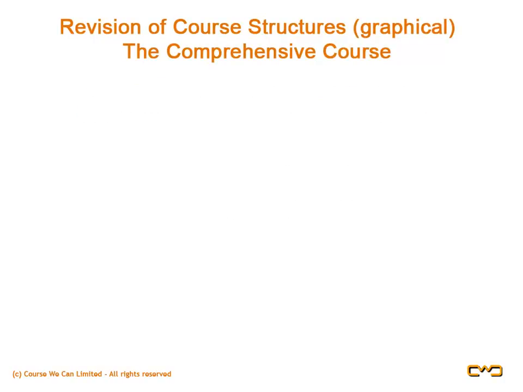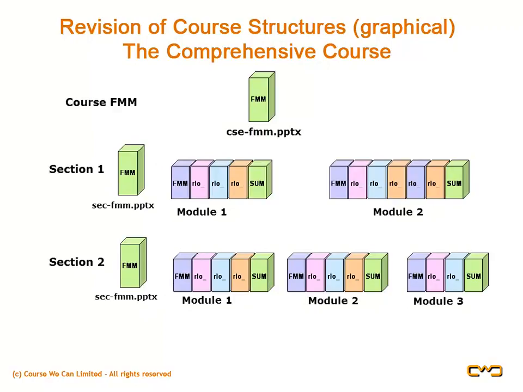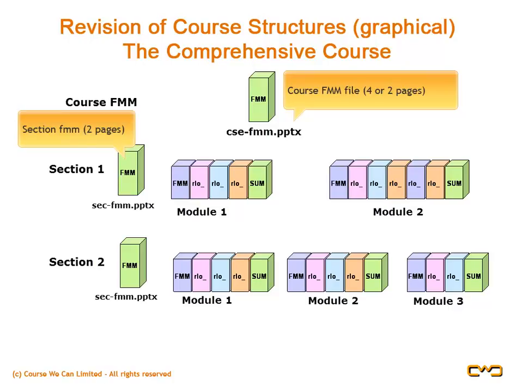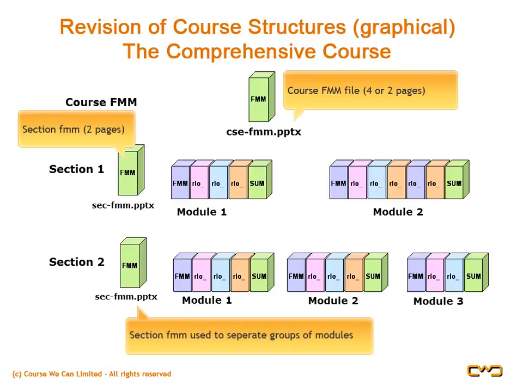Revision of course structures, a graphical representation of the comprehensive course. Here is a graphical view of a comprehensive course construct. In this simplified example, you can see, like the standard course, we have a course front matter material file and then a need to add two section containers. Into each section container, we add a section front matter material file, which is used mainly as a separator of the groups of modules. This front matter material file would have two slides or pages.